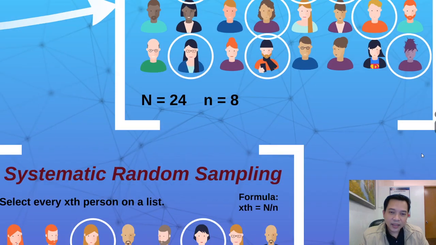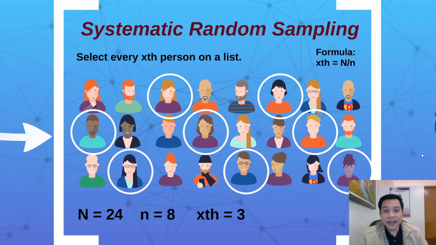Okay, another way of doing this is to do a systematic random sampling. When you say systematic random sampling, out of the 24, let's say, population, and you need to have a sample of 8, what you need to do is to divide the population by the sample. So 24 divided by 8 will give you 3. And this 3 will be your sequence, so that every third of the population will serve as your respondent or participant in the sample.